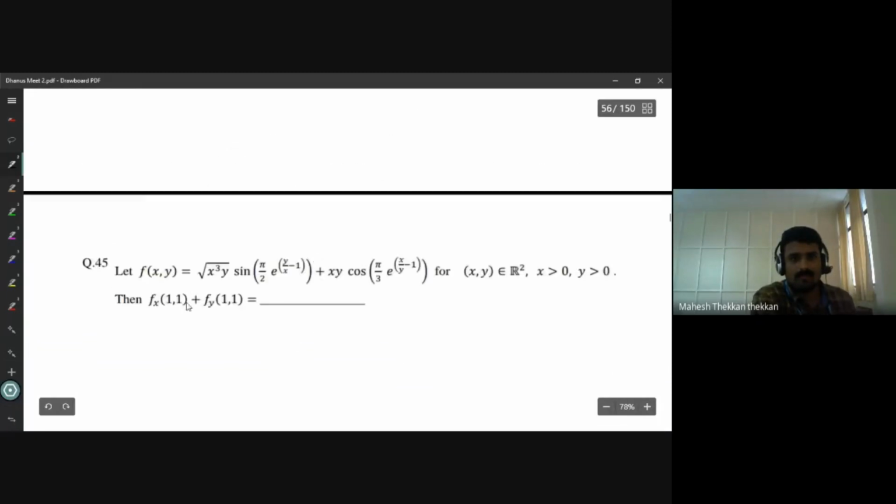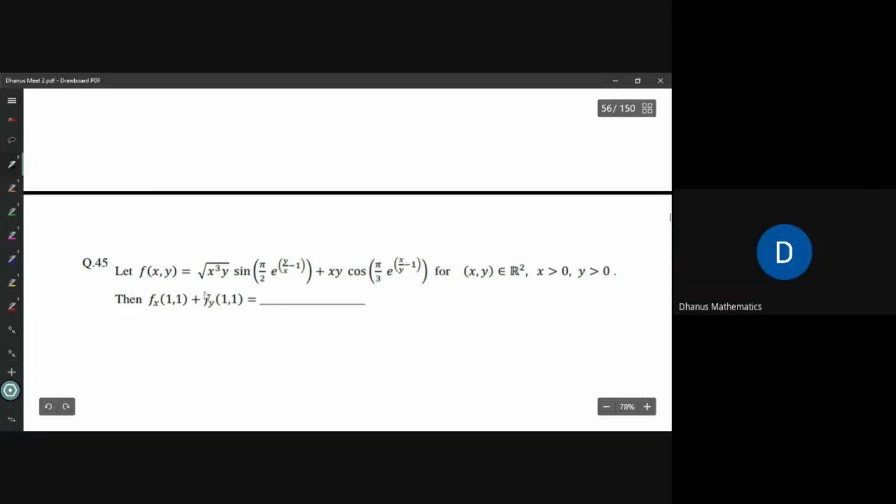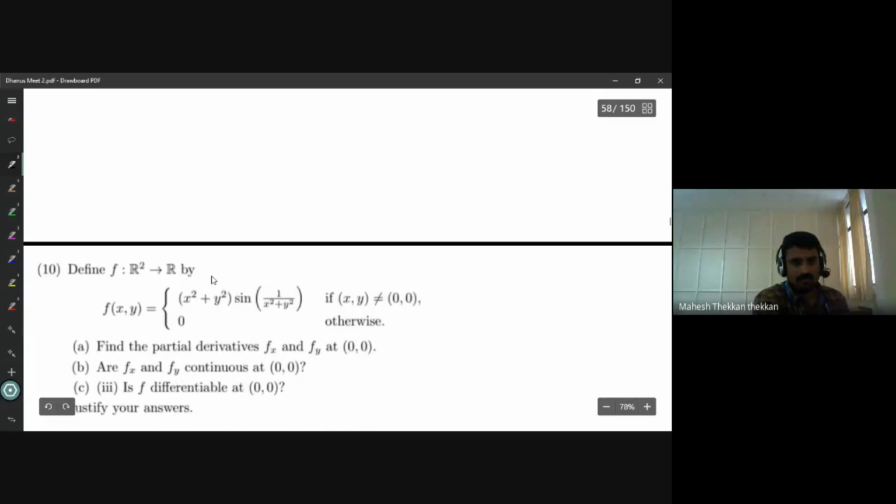And this also you can do the same way. This is also routine computation. You find the partial derivative with respect to x, then you find the partial derivative with respect to y, and evaluate it at (1, 1). So you find the direct partial derivatives, then put the value (1, 1). Routine computation only.